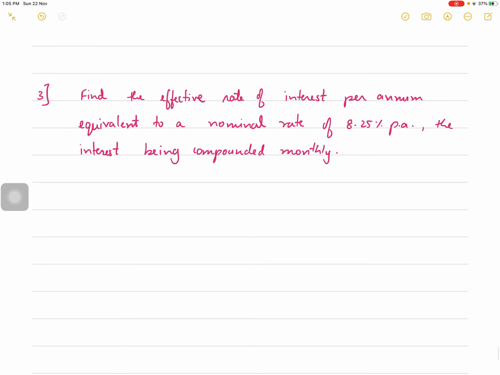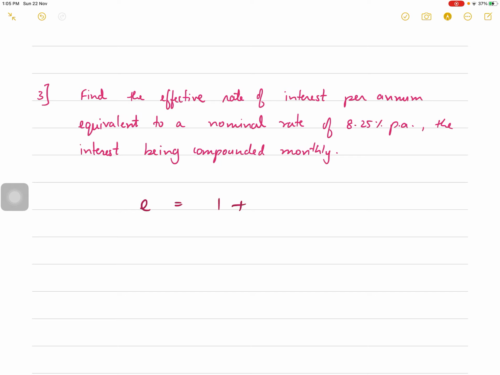Let's solve the next problem. Find the effective rate of interest per annum equivalent to a nominal rate of 8.25% per annum, the interest being compounded monthly. You are supposed to find out the effective rate of interest and the nominal rate, that means R is 8.25%, and compounded monthly, that means in a year 12 times it has been compounded, so D is equal to 12. Okay, so let's find out.